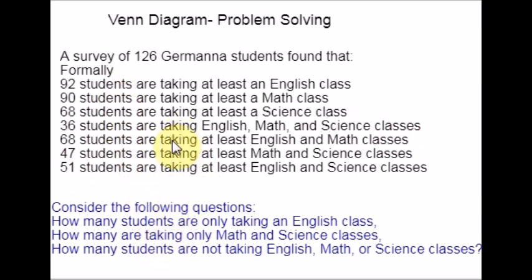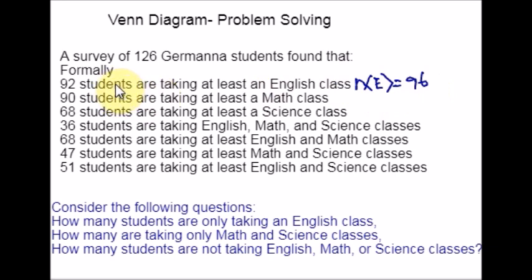First, we can rewrite all this information symbolically. These are given formally. You can even rewrite the question symbolically, so it will be very easy to identify what we are going to do. 92 students are taking at least an English class. So the total number of students taking English is 92. Symbolically, we denote the cardinality by n of something. So this is English, so I'm taking the letter E. N of E is 92.